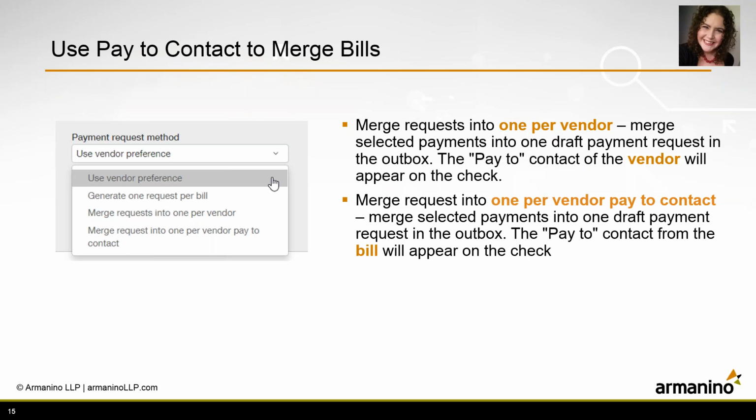So you have the flexibility, if you've got vendors that have multiple addresses, to do it by the pay to address on the vendor record or the pay to addresses that may have been noted on the bill itself. So a lot more flexibility on where you're going to be sending this payment and also for merging purposes.